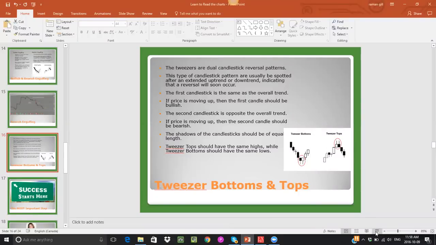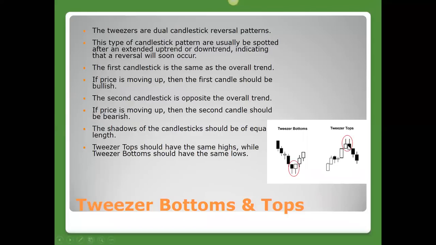Okay, so let's move on to the next pattern that we are going to look at. This is the last one we're going to look at, which are tweezer tops and tweezer bottoms. The tweezer tops and tweezer bottoms look very much like the hammer and shooting star patterns that we looked at before. The hammer and shooting star were just one candlestick pattern. Now we're looking at two candlesticks coming together to give us a pattern.